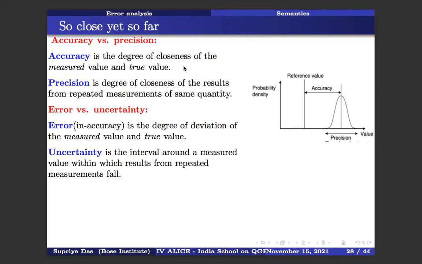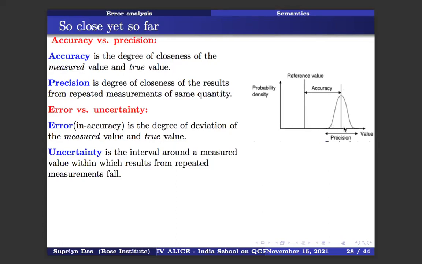So when you talk about the measured value, they follow some kind of distribution. Which kind of distribution it is and why it is so, we will come to later in this lecture. But the mean value, or the most probable measured value, is denoted by this vertical line, and the distance of this vertical line to the reference or true value is the accuracy from this definition. This is the degree of closeness of the measured value and true value, and it is the same as the inaccuracy. So if this distance is quite large, then it is an inaccurate measurement.